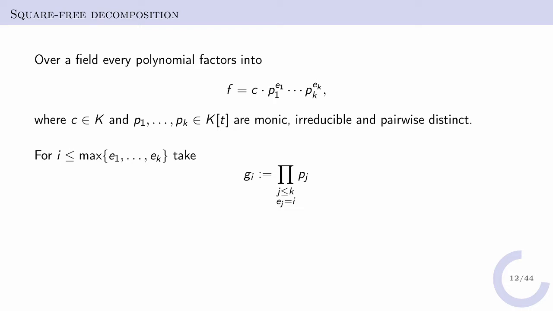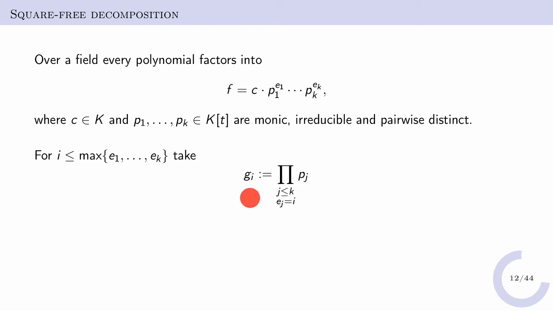So now we will group elements in this product. We will group elements according to their exponents. So first, gather all these polynomials here that have exponent 1, and we will call this G1. Then we gather these polynomials here that have exponent 2, and the product of them we call G2, and so on.